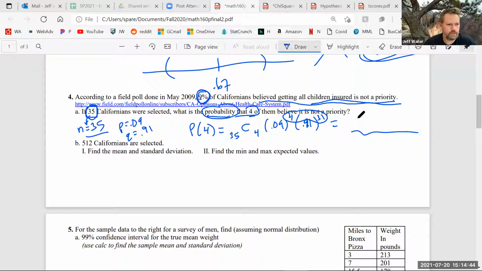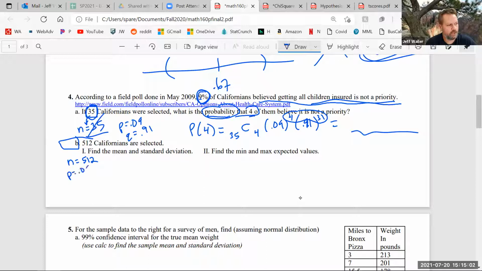Was that enough of that number 4 problem? You guys, you know how to do the rest of that? I think I got 0.1846 for that one. Sounds like that's what it would be. But I'm talking about like part B. How would we find the mean and the standard deviation? N for part B is 512, right? We left the 35 behind.